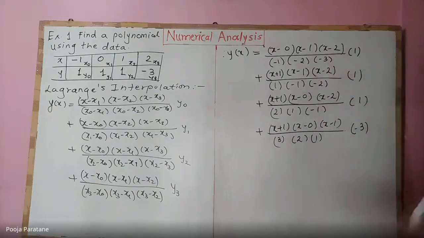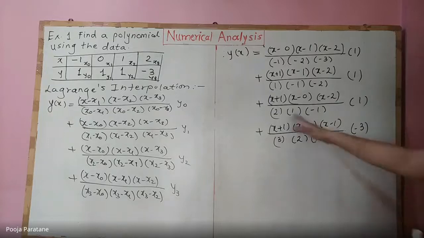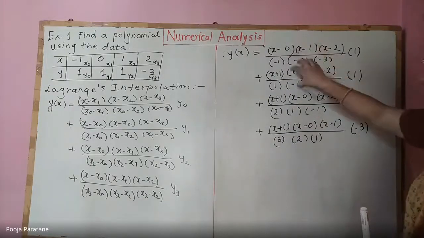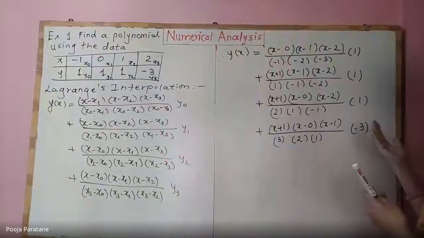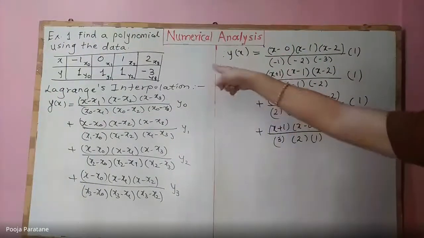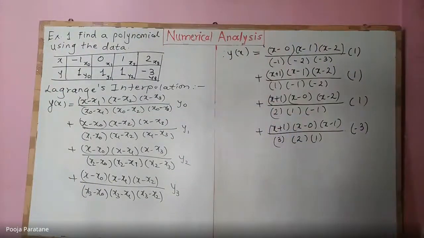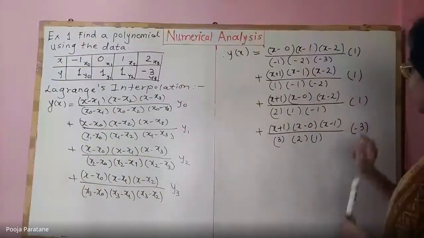While calculating the value of y at a certain x, we consider separately the values L0, L1, L2, L3. But now we are interested in finding the coefficients of the powers of x. Here n equals 3, so you will get a cubic polynomial. So let us calculate this constant.